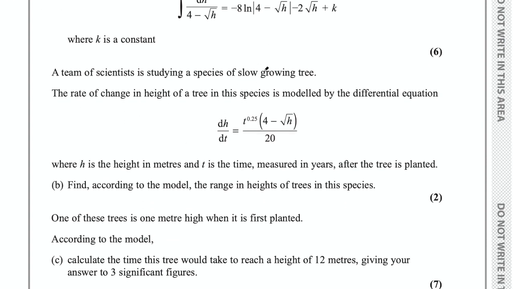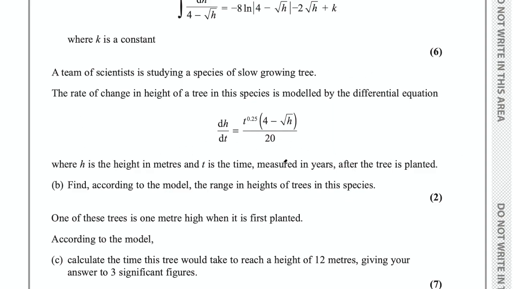On to part B then. A team of scientists is studying a species of slow-growing tree. The rate of change in height of a tree in this species is modeled by the differential equation dh on dt equal to t to the power of 0.25 times 4 take root h on 20, where h is the height in meters and t is the time measured in years after the tree is planted. Find, according to the model, the range in heights of trees in this species.